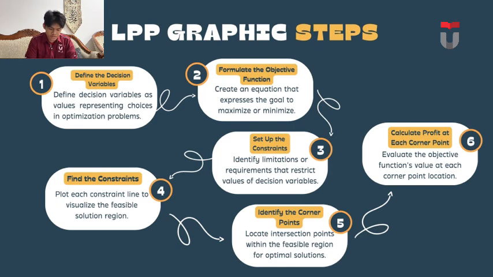The number 5 is identify the corner points. Locate the intersection points within the feasible region for optimal solution. And the last one is calculate the profit at each corner point. Evaluate the objective function value at each corner point location.